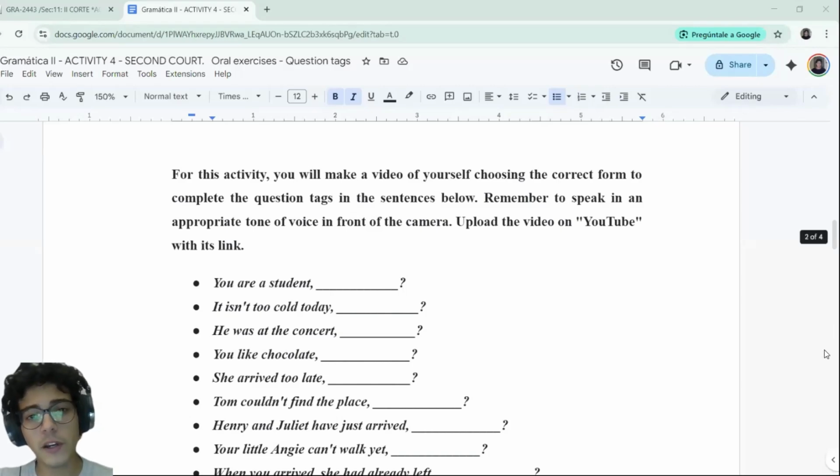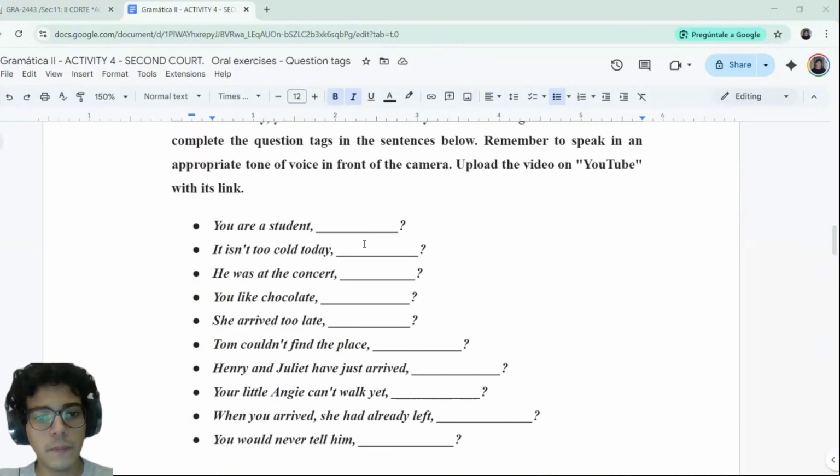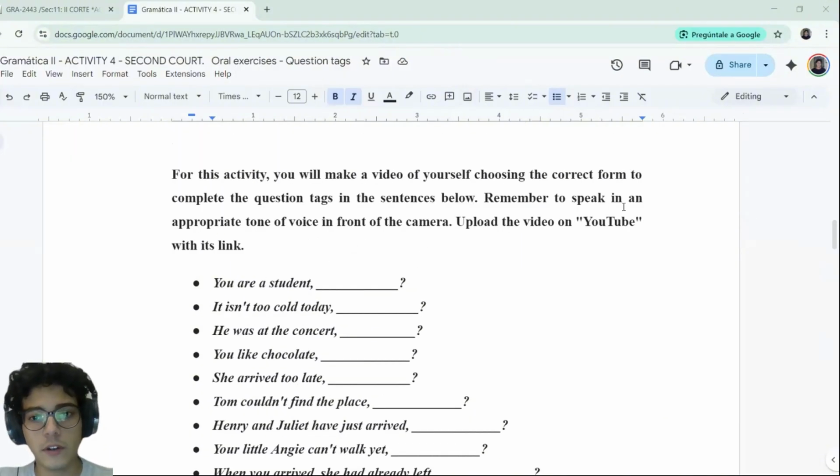I study at the Pan American University of Puerto in the Faculty of Education and Humanities, School of Modern Languages. In today's video, I'm going to go over a few exercises regarding question tags. We have a series of sentences that you can see right here, and as the instruction says, we must fill in all of these blank spaces with the appropriate question tag.